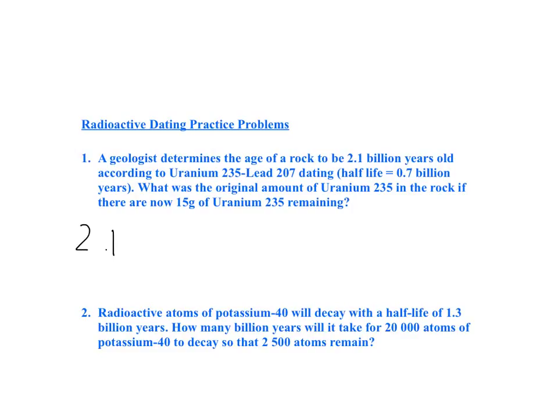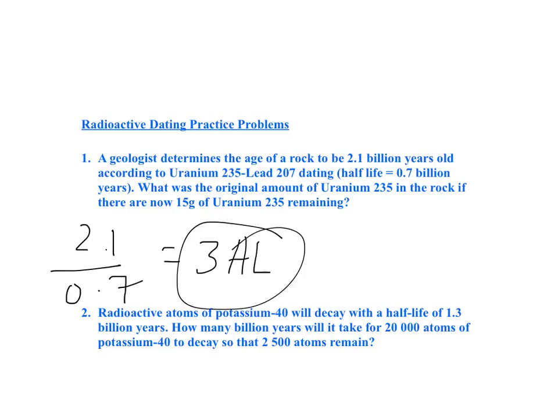So anytime you're given the age of a rock, you know that you're going to have to divide by the half-life value. And if you read through the problem, it says the half-life value is 0.7 billion. So we're going to take the 2.1 billion and divide that by the 0.7 billion, and we're going to determine that we have 3 half-lives. For the purpose of a public exam or a unit test, you'd probably get 1% for accurately determining the number of half-lives that have occurred.